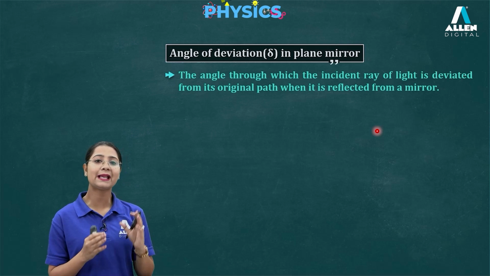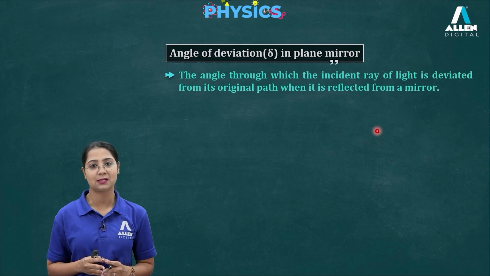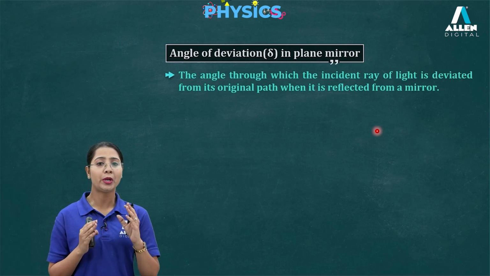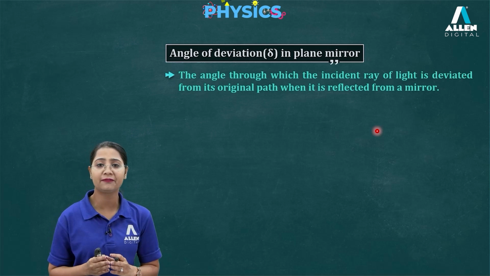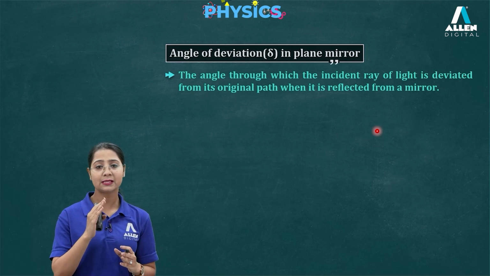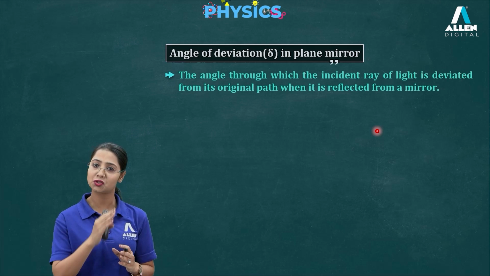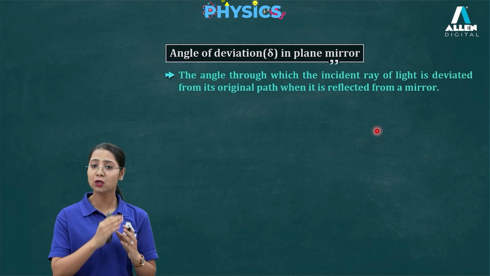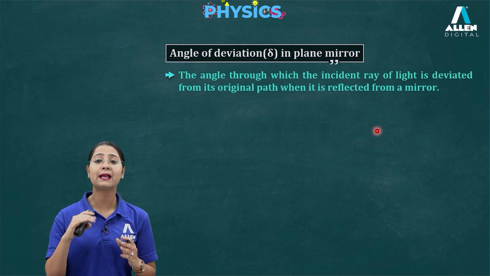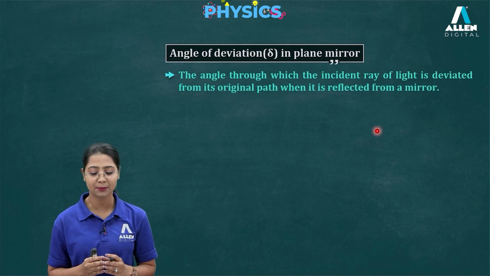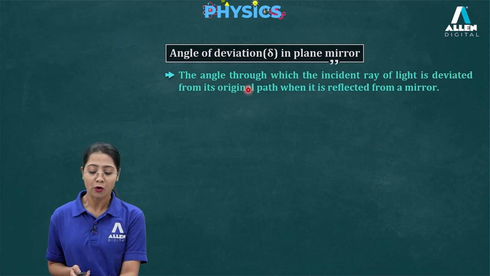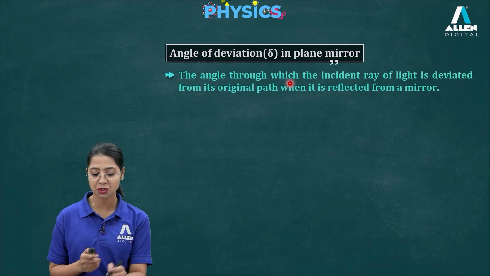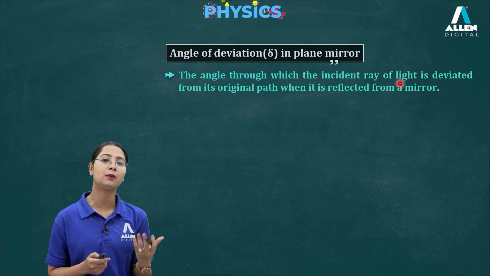Okay, so what is angle of deviation in the plane mirror, students? This is the question. We know that wherever the incident ray strikes the plane mirror, it gets reflected. But if we do not consider any reflection, then what will happen? The incident ray will go in a straight line. But it is getting reflected because of the plane mirror. So the angle through which the incident ray of light is deviated from its actual path, from its original path, when it is reflected from a mirror.